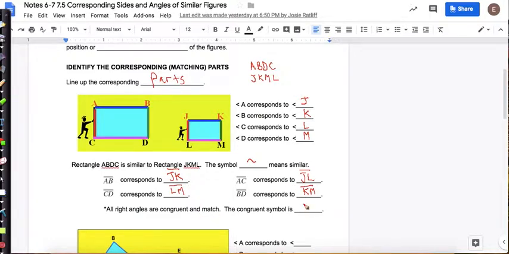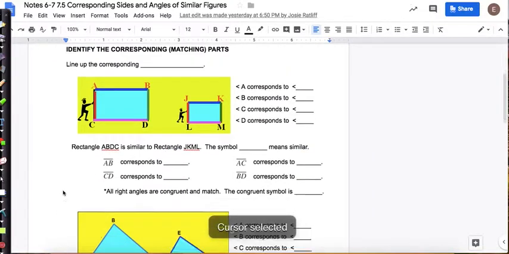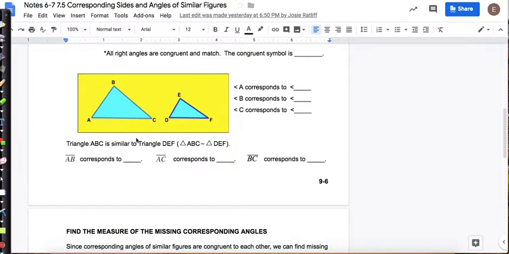The congruent symbol, once again, is the wavy line with an equal sign. So it's a similar symbol with an equal sign. This is congruent, this is similar. Okay, let's look at the next picture here. It says triangle ABC is similar to triangle DEF. They're oriented the same way, but let's practice lining it up here because they're not always going to be oriented the same way.